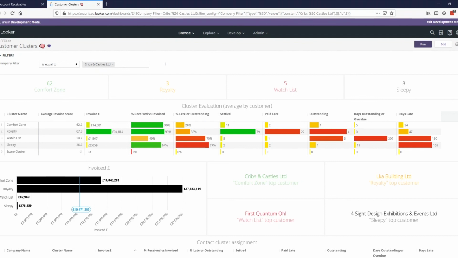On the roadmap, we will be expanding the capabilities of the dashboard with the ability to see how these clusters have evolved over time, tracking when a customer moves to a different cluster, and even setting up alerts for when that happens. And of course, if there are bespoke analytics which you would like for your business, don't hesitate to get in touch with us.